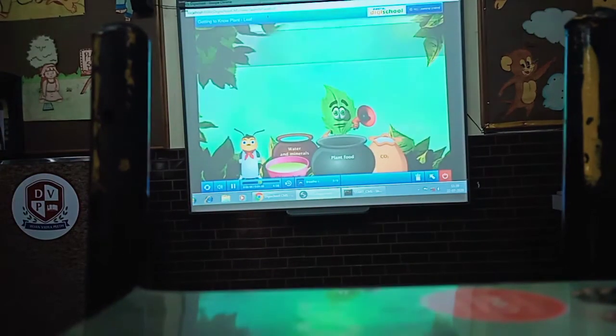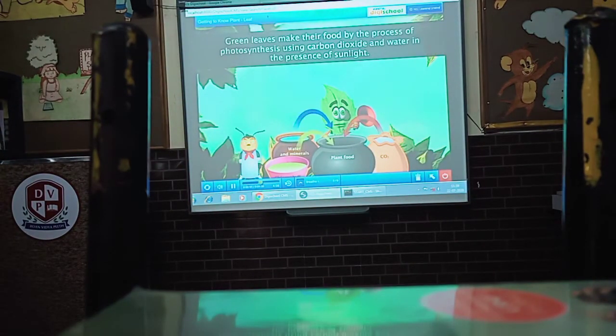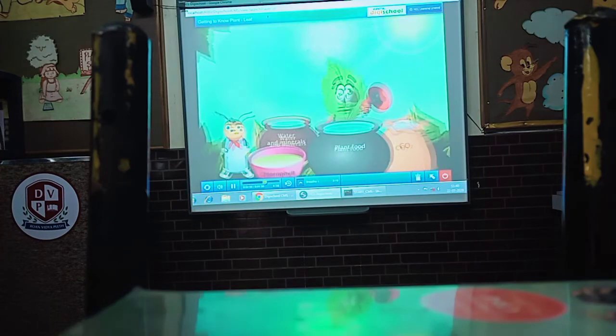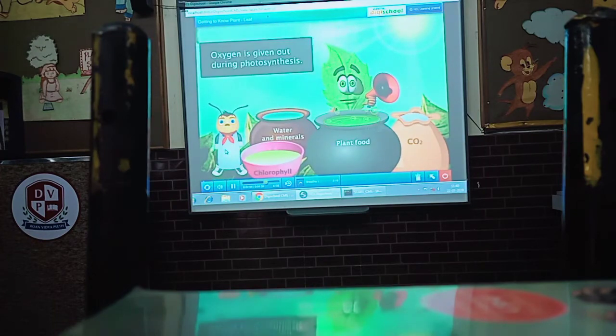Each leaf is like a chef. It makes food for the plants with the help of water and minerals from the roots, carbon dioxide from air, and a green substance present in them called chlorophyll. Sunlight is the most important ingredient in this process. Oxygen is given out in the process, which, as you know, is essential for sustaining life.